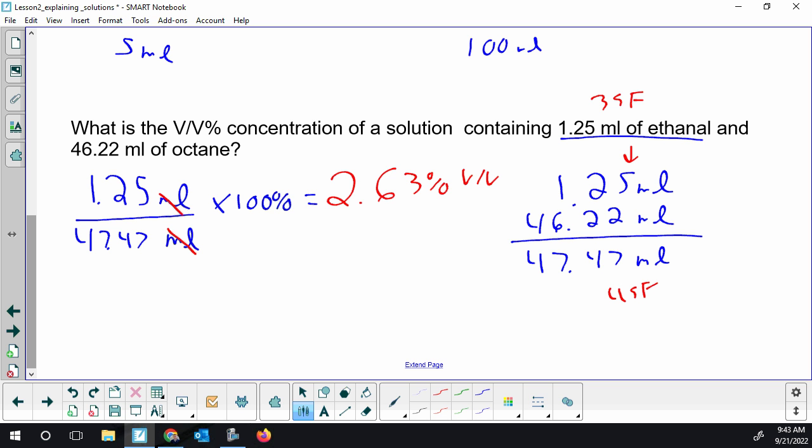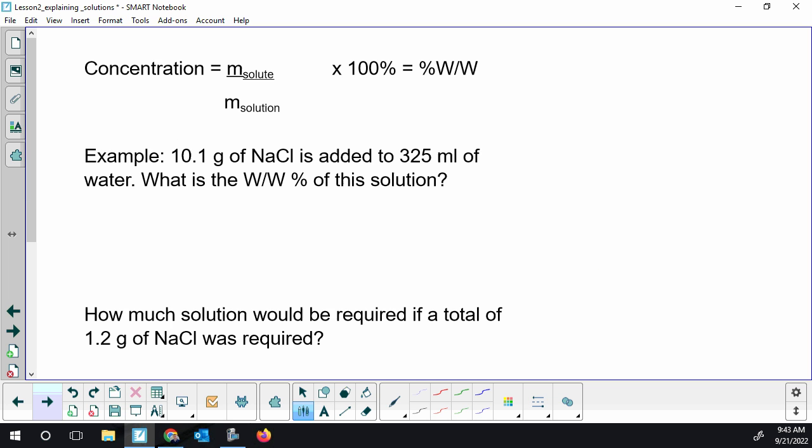Okay. So that's our first example. Again, most of the time in questions, don't always just start adding the two volumes. Watch to see if it said total or did it say solute. So that's a volume to volume example.